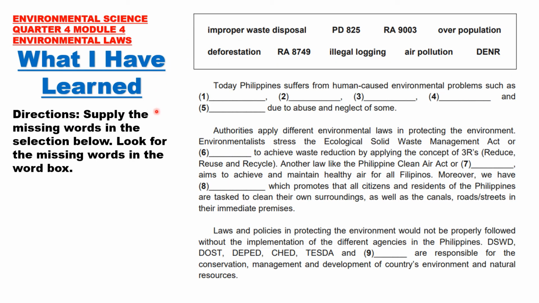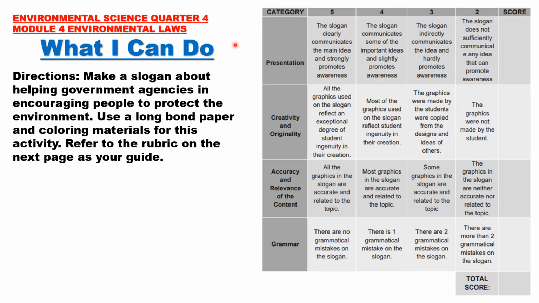What I have learned. Supply the missing words in the selection below. Look for the missing words in the word box. So your choices are improper waste disposal, deforestation, PD 825, RA 8749, illegal logging, RA 9003, air pollution, overpopulation, and DENR. What I can do. Make a slogan about helping government agencies in encouraging people to protect the environment. Use a long bond paper and coloring materials for this activity. Refer to the rubric on the next page as your guide.